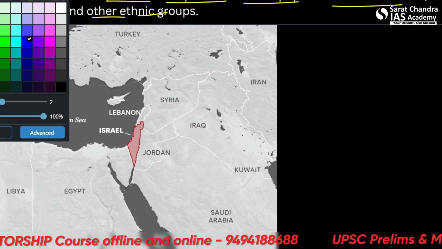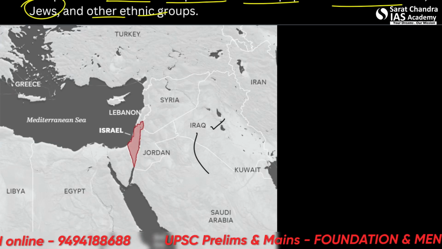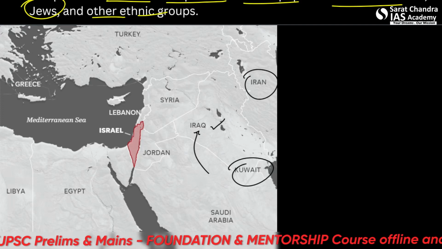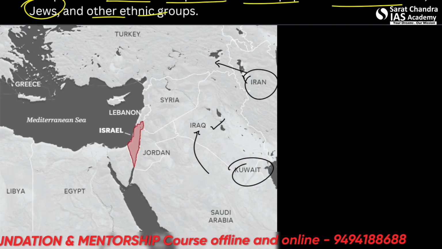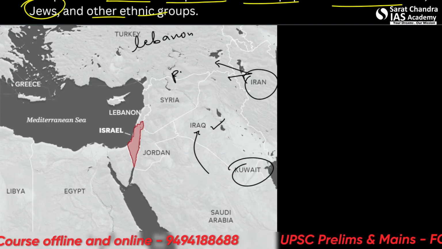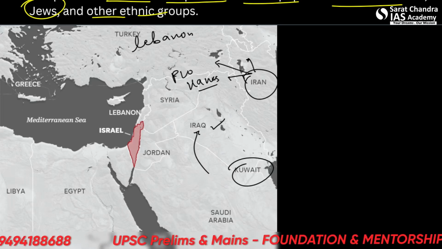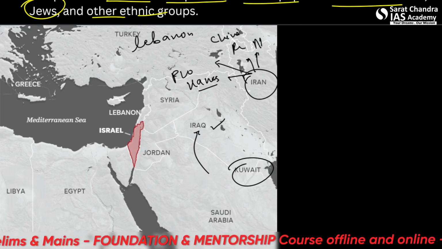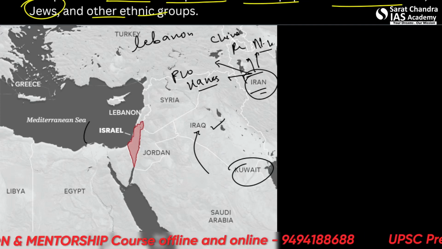Alright, so this is Iraq here, as I told you, which is in the north of Saudi Arabia. This is Kuwait, Iran here. Iran is a major player in this game. Iran supports Lebanon. Iran also supports the PLO and Hamas. And Iran is one of the powers that is in coalition with China, Russia, and North Korea. So they are trying to create a terrorism hub in this entirety.